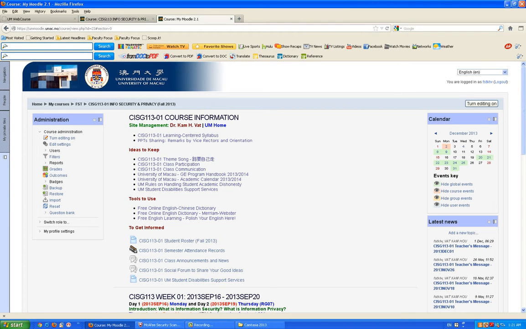Now, compared to the previous one, you can see that the very first block of my course here is the introduction block for this particular website. You can see that I'm putting my syllabus here, some important PowerPoint information, some ideas to keep about these courses, tools to use, as well as how they can get informed. For example, the attendance record, the class announcement, as well as a social forum to help students share their good ideas. Sometimes when the university would like us to advertise some special services, like the student disability support service here, I've also added one here.